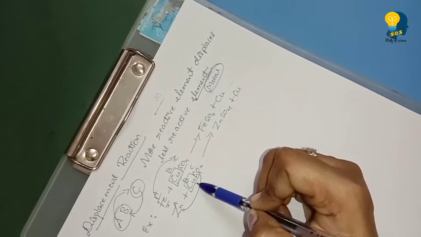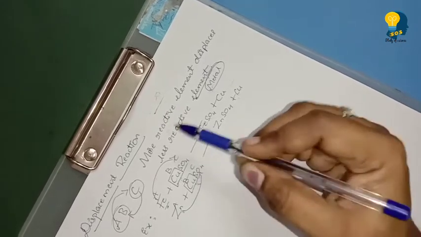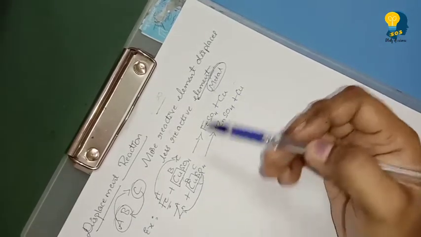Clear? So this is the displacement reaction. Very easy. Okay, what is a displacement reaction? A more reactive metal displaces the less reactive metal. Write these examples. It's very easy.